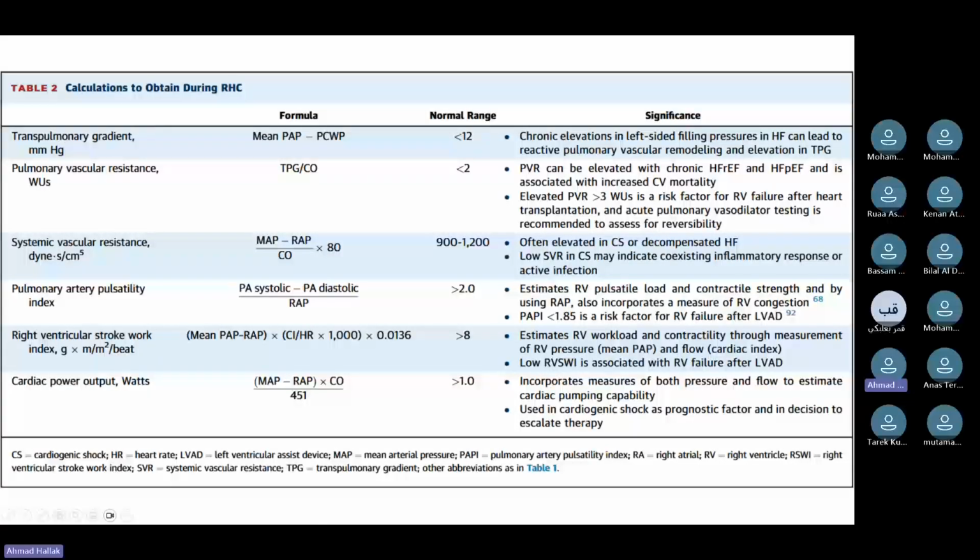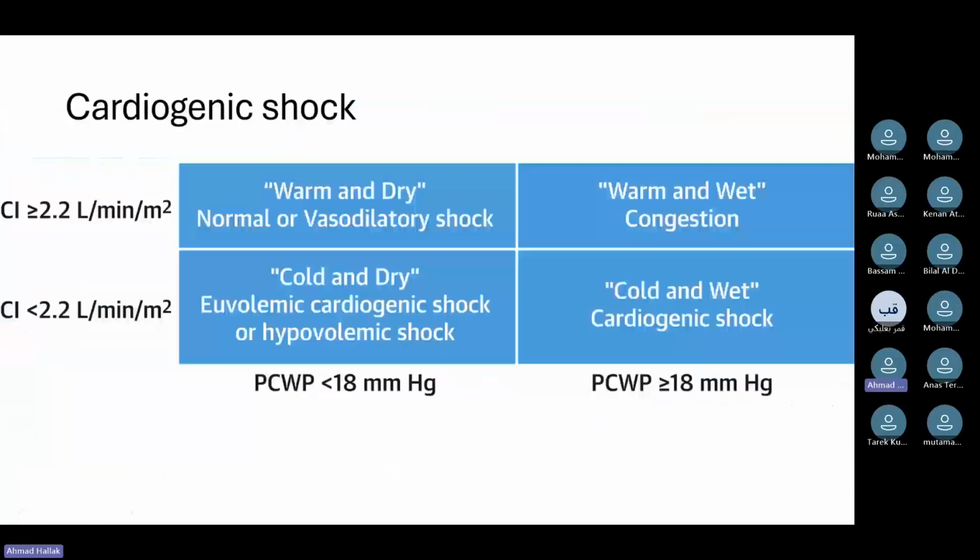Whether it's the pulmonary artery pulsatility index, this is good for telling us that the right ventricle is failing, especially in a patient that just got a ventricular assist device. So the PAPI, as we call it, the pulmonary artery pulsatility index, is good for that, and it's good for estimating mortality post-LVAD. Same thing for pulmonary vascular resistance. And the cardiac power output, we also use it in our shock calls.